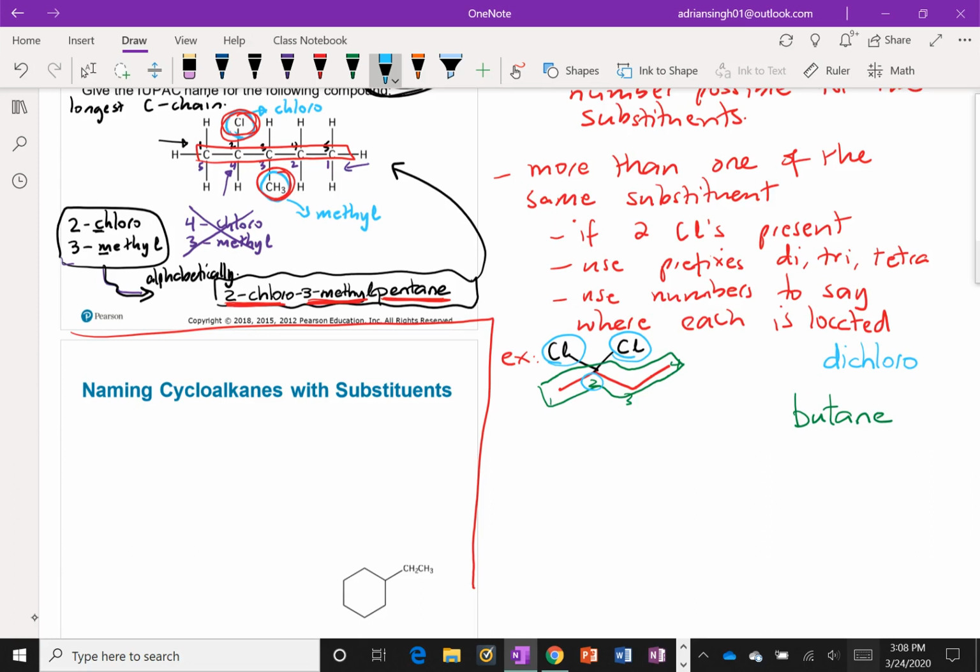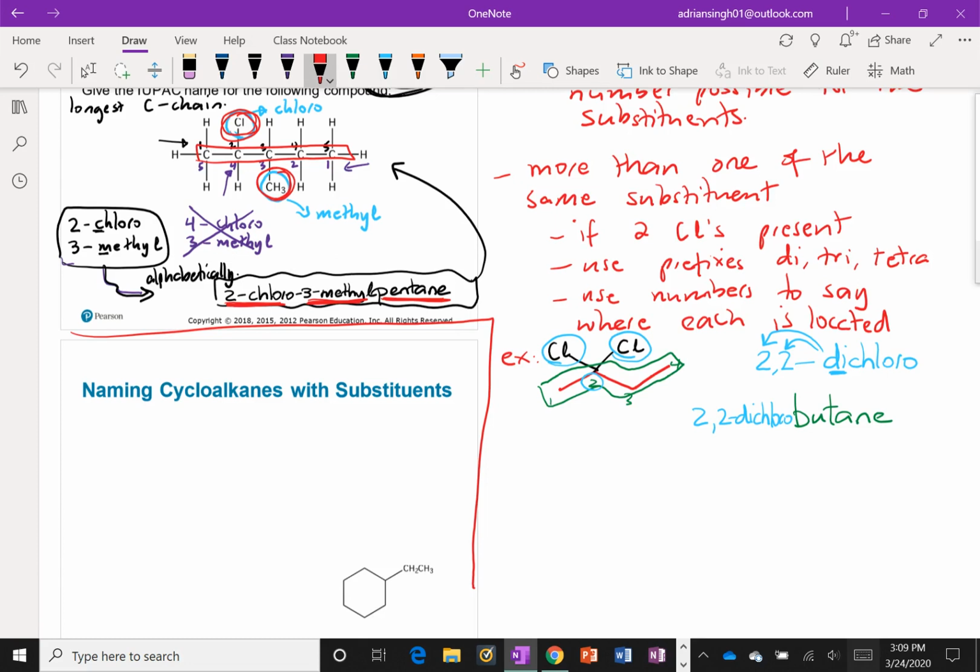Both of them are on carbon 2, so you actually have to say 2,2-dichloro, right? So you have 2 chlorines, you have to say where each of them is located by using a number for each of those substituents. Right, so it's not just dichloro, it's 2,2-dichloro. And we'll stick that in front of the name, so this ends up being 2,2-dichlorobutane.